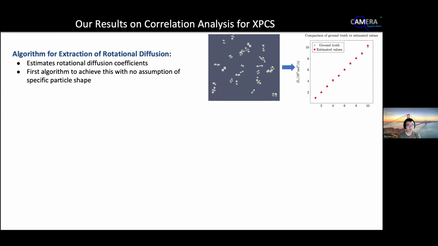By utilizing information in the angular temporal fluctuation of XPCS images, this algorithm is able to estimate the rotation diffusion coefficients with relative errors of only a few percent. And it is the first algorithm to achieve this with no assumptions of specific particle shape. There are some previous algorithms, but they all require a specific shape of the particles, like they ask the particles to be a cylinder or ellipsoid.